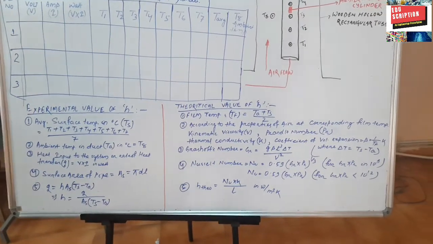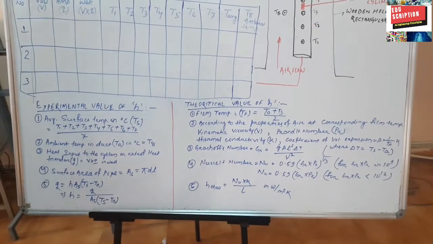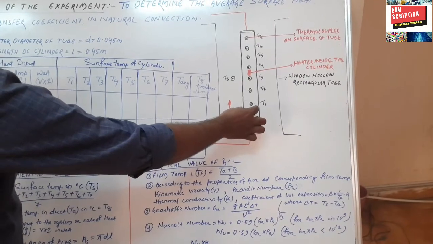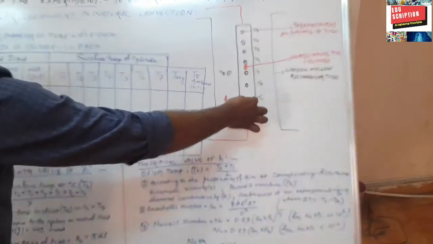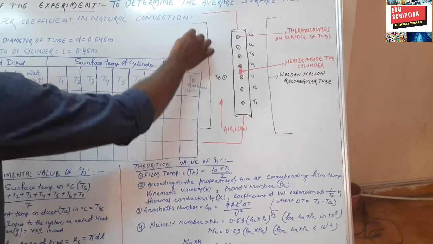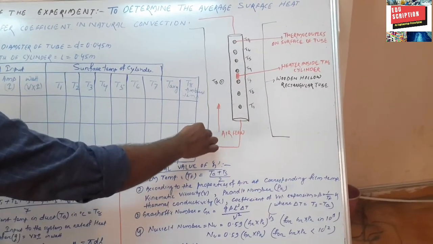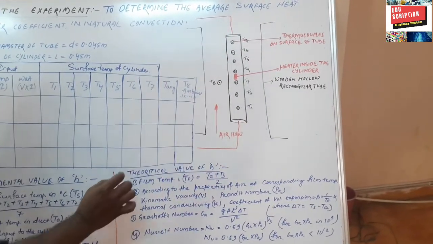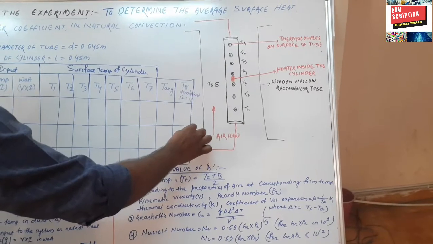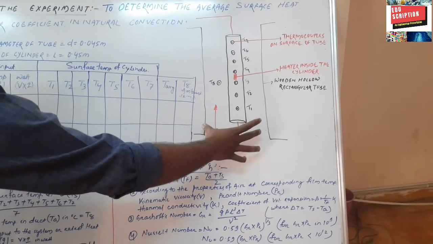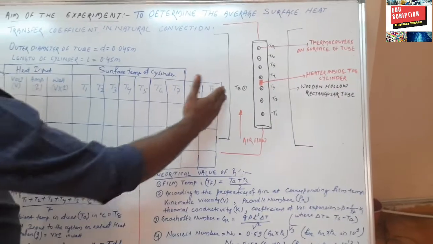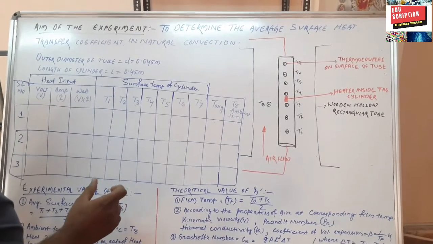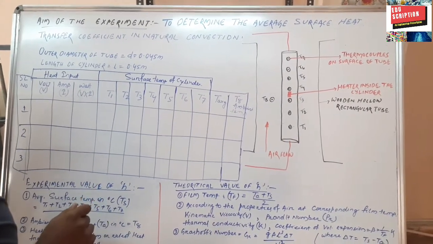To study the natural convection mode of heat transfer, in the test rig we have arranged one hollow cylindrical brass tube. This is the hollow cylindrical brass tube, which is inside a hollow rectangular wooden tube. This hollow rectangular wooden tube is provided for insulation purposes, and asbestos is inside the wall.